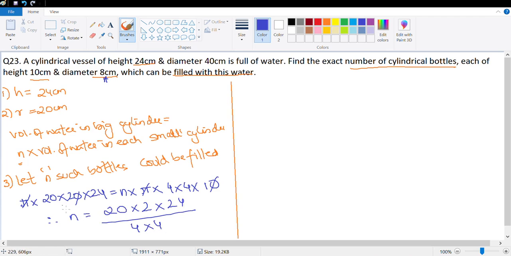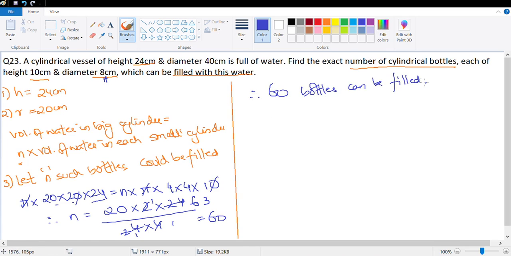Let's just confirm: 20 and 24, 4 and 4. So this is 4 into 1, 4 into 6, 2 into 1, 2 into 2, 2 into 1, 2 into 3. So this is 60. Therefore, 60 bottles can be filled.